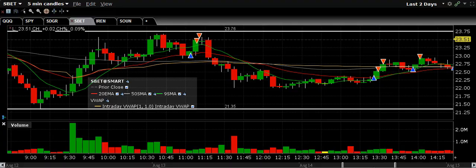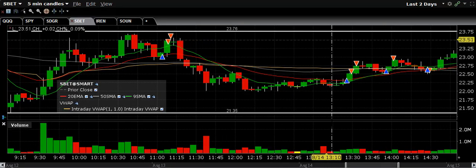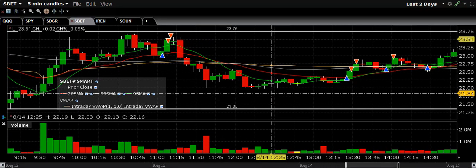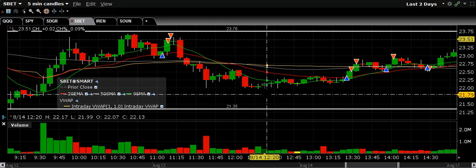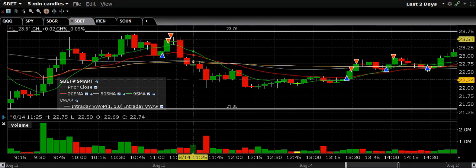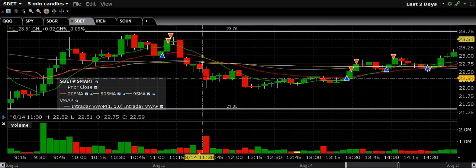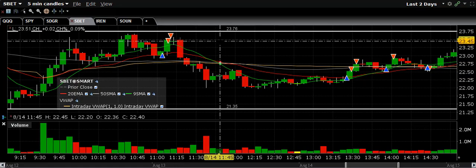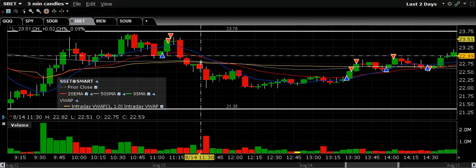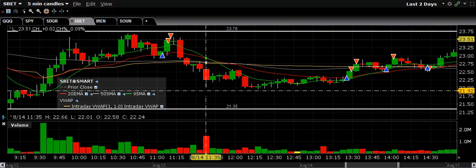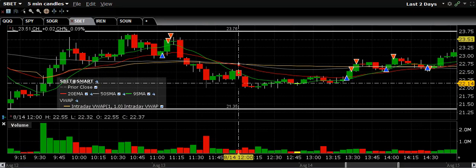Later in the day, this was an interesting one that went partly on feel, and I'll sort of explain what I was thinking here. So after this drop that came down below really all of our significant lines, right? The 9, the 20, the 50, VWAP, really everything.